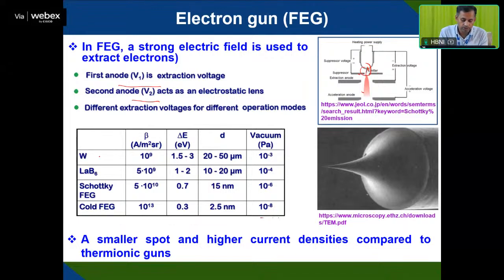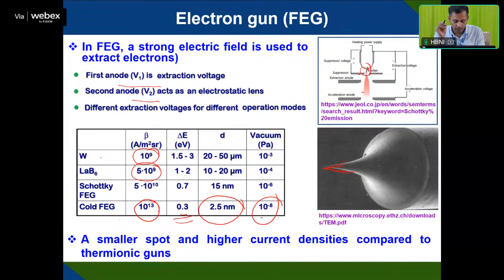You can see here that for tungsten the brightness is of the order of 10 to the power 9, and LaB6 is 5 into 10 to the power 9, whereas Schottky and cold FEG are much higher. That means your resolution is 0.3, so you are able to see structures of the order of 2.5 nanometer. And for all these you need vacuum from 10 to the minus 3 to 10 to the minus 8 order. So you can see how sharp the tip of this FEG gun is.